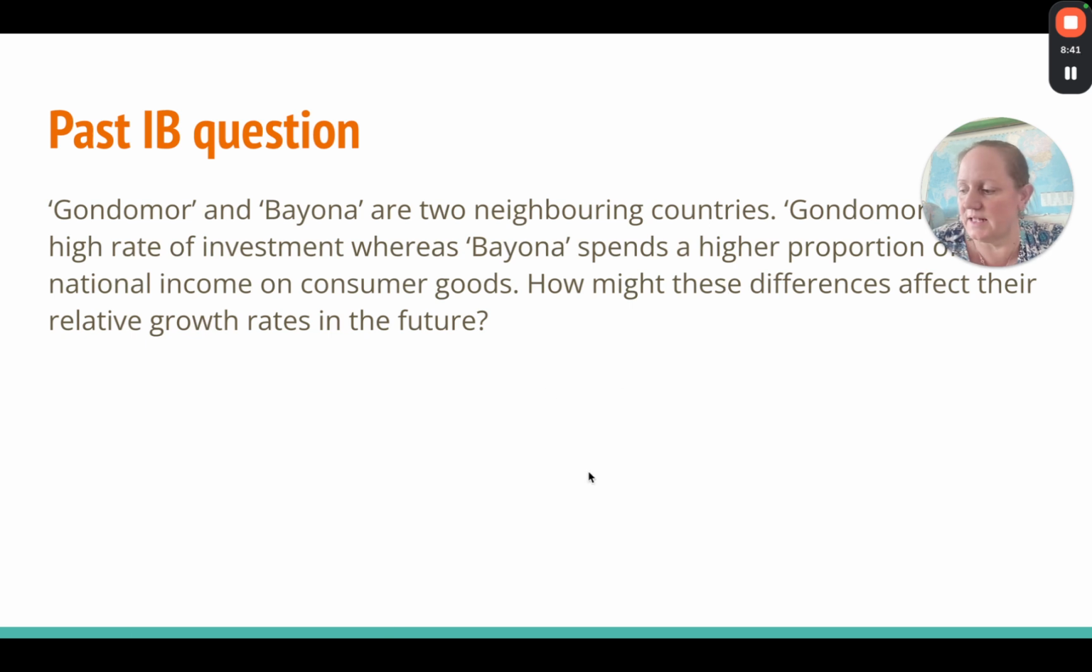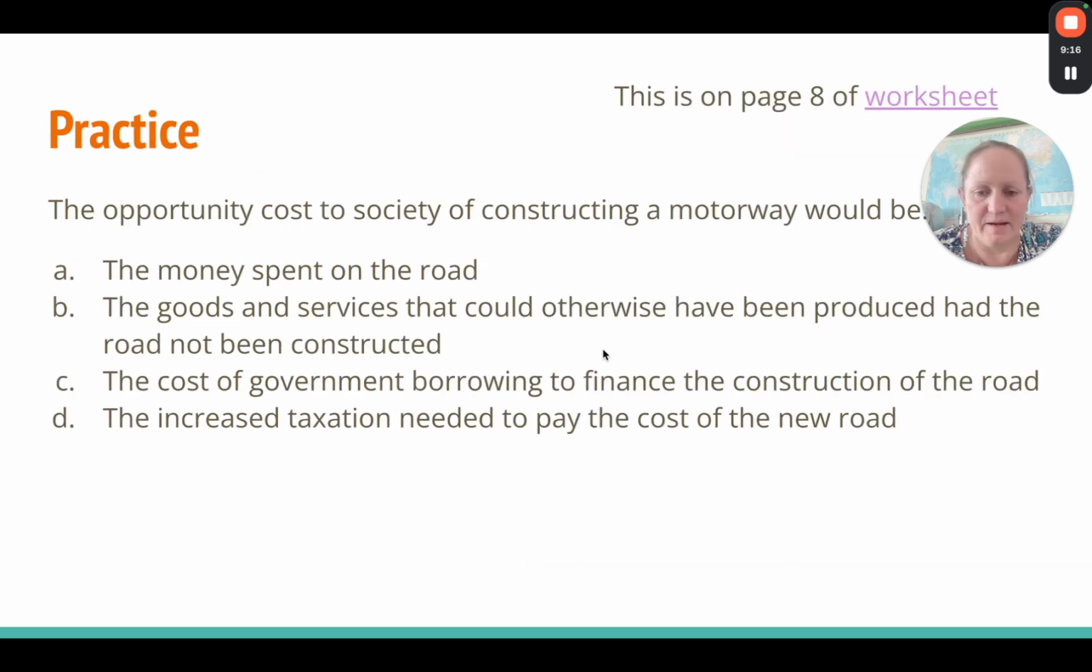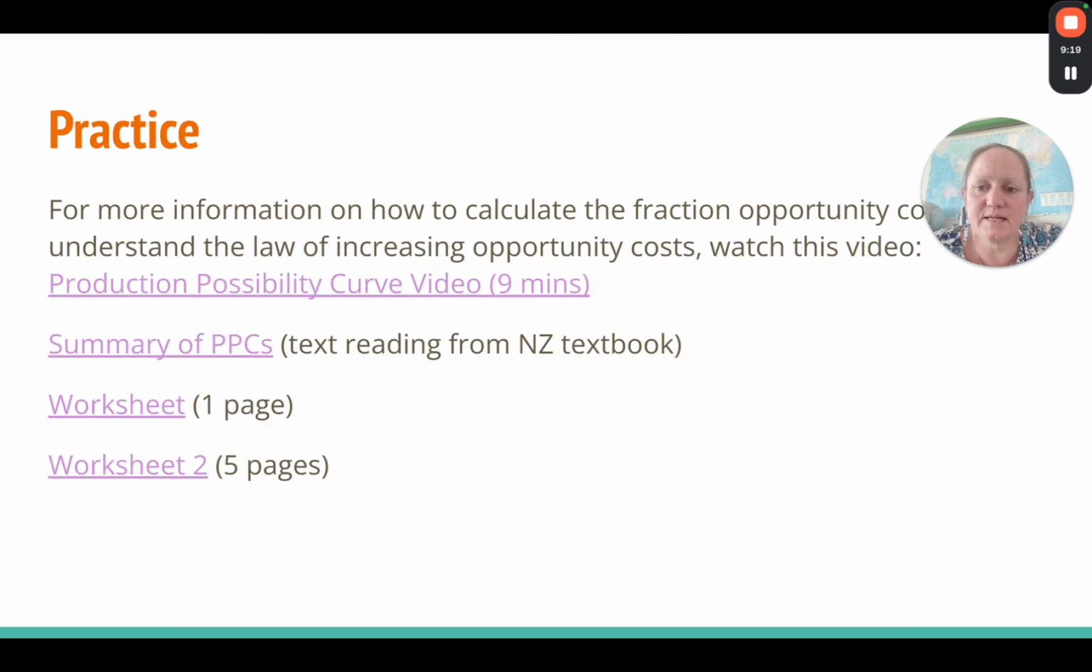The last question, and this is the last part of your packet, just pulls 2 imaginary countries, Gondomar and Bayona. One is spending more on investment, and one is spending more on consumer goods. And this goes back to the same example I gave you before about capital goods and consumer goods. Investment implies you're investing in factories or you're buying equipment, and this is capital goods. And consumer goods would be goods that are only used for now. And so if you go back and look at this statement here, this would be an answer to that question about Gondomar and Bayona.